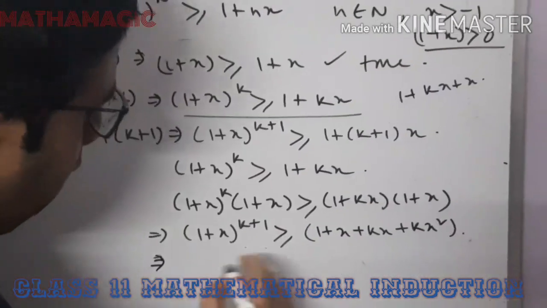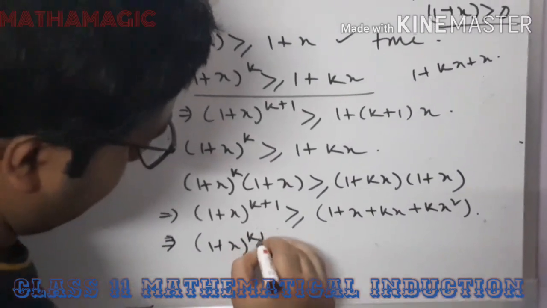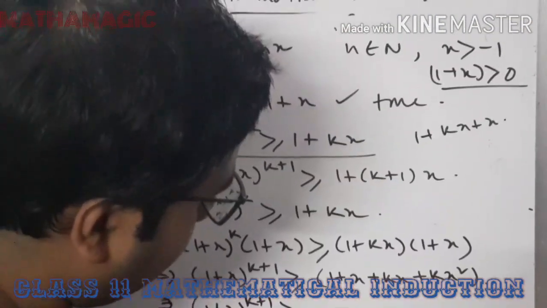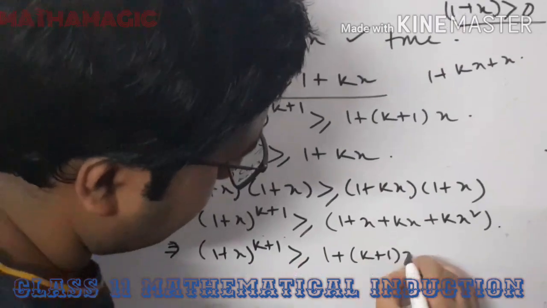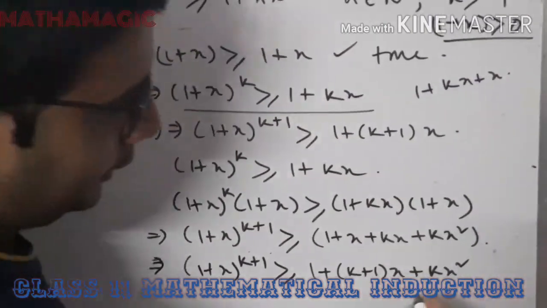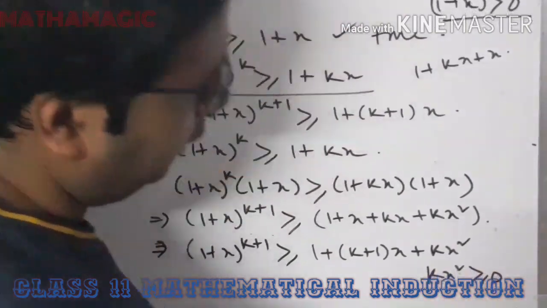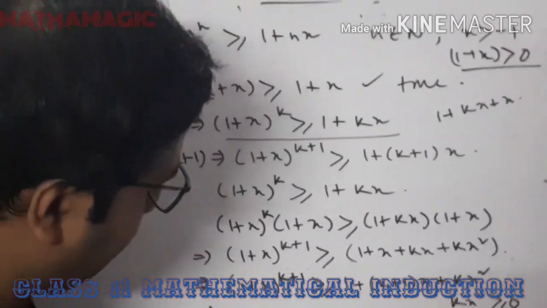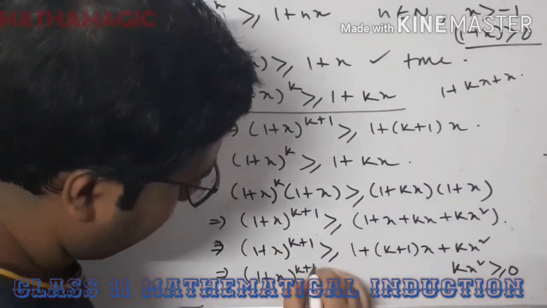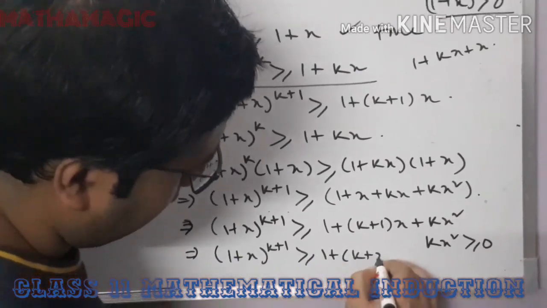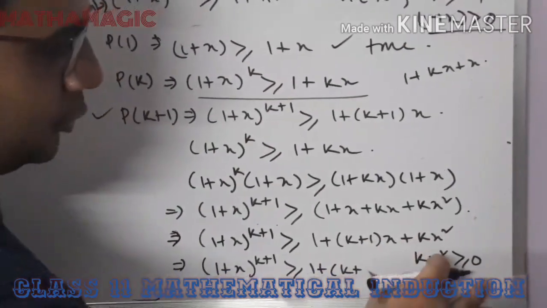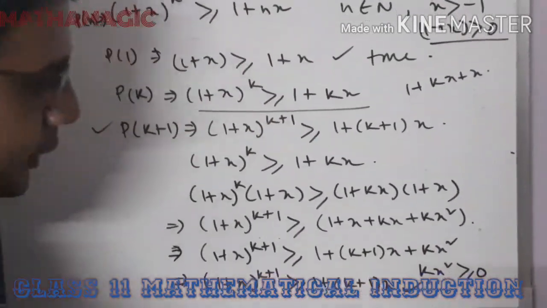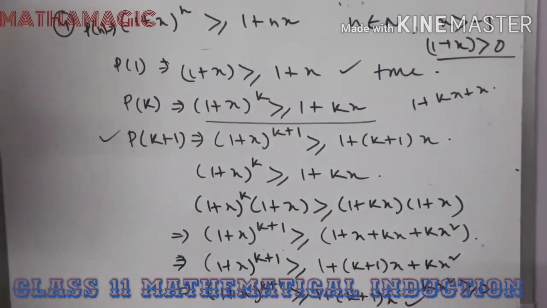Now for the next step, we will write that 1 plus x into k plus 1, that is, if we take x common, it will become 1 plus k plus 1 into x plus kx square. Now kx square is definitely greater than or equal to 0, because this is the x square part. Now we can easily write that 1 plus x to the power k plus 1 is greater than or equal to 1 plus k plus 1 into x. Basically there is no negative part included in this, so that is the concept behind this. So this is true. So p of k plus 1 is true.